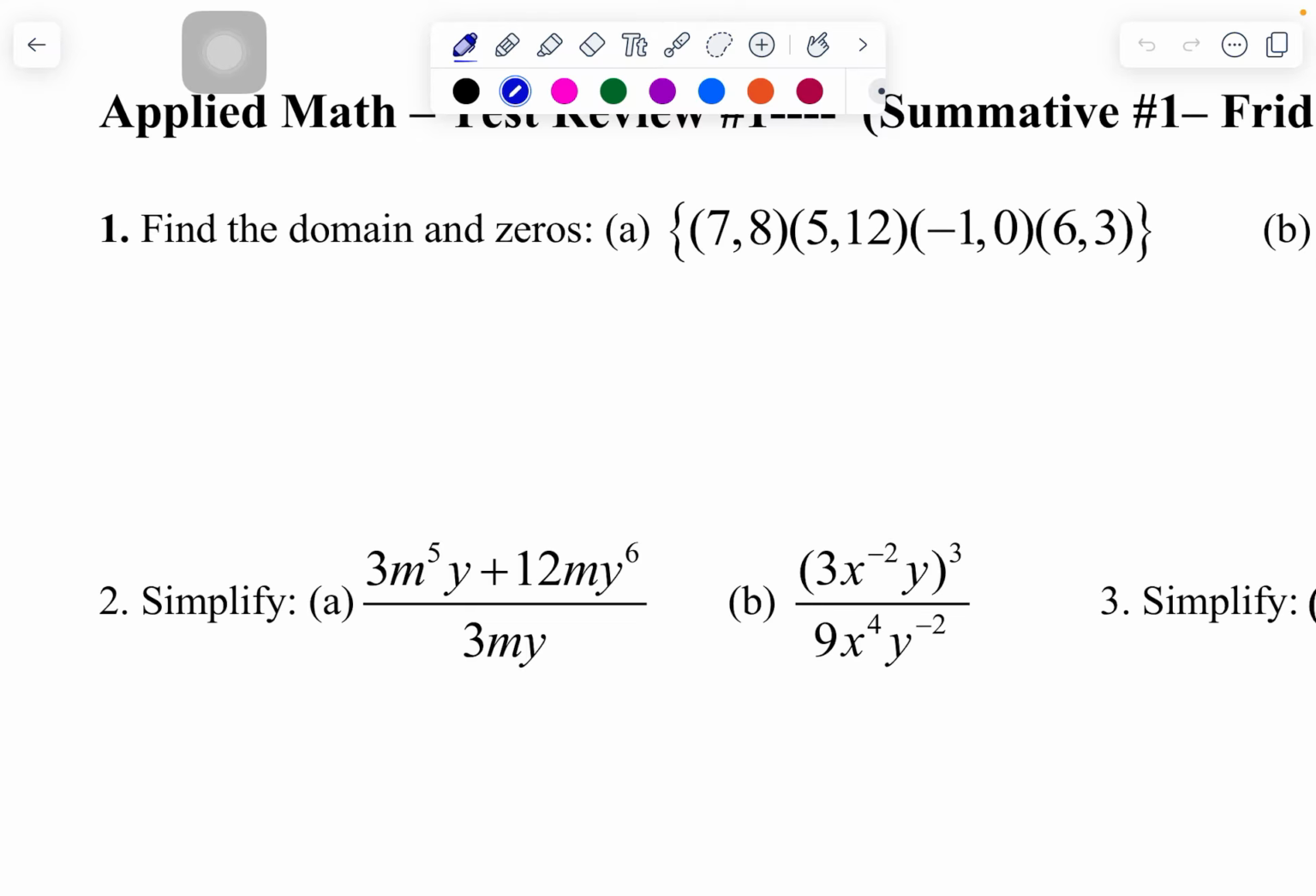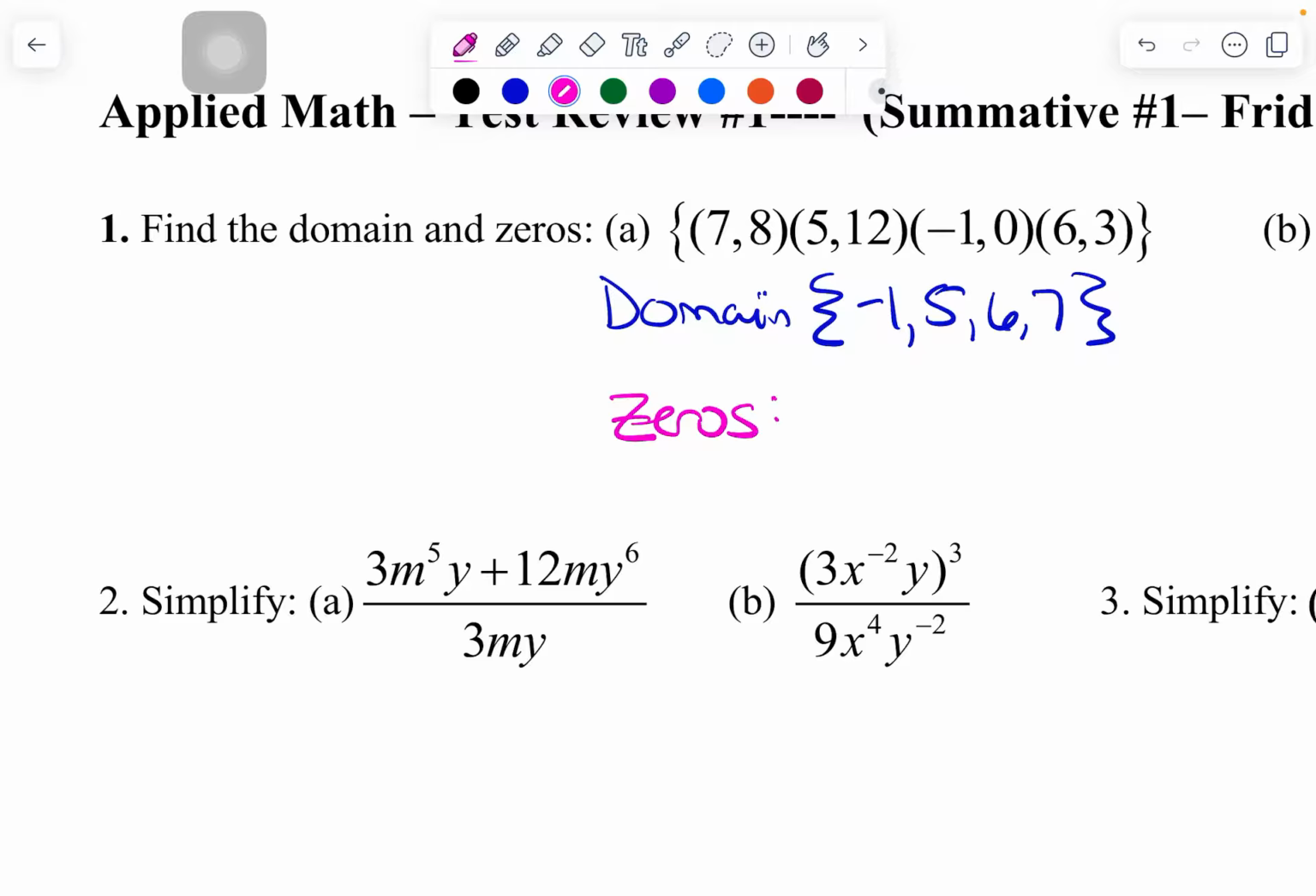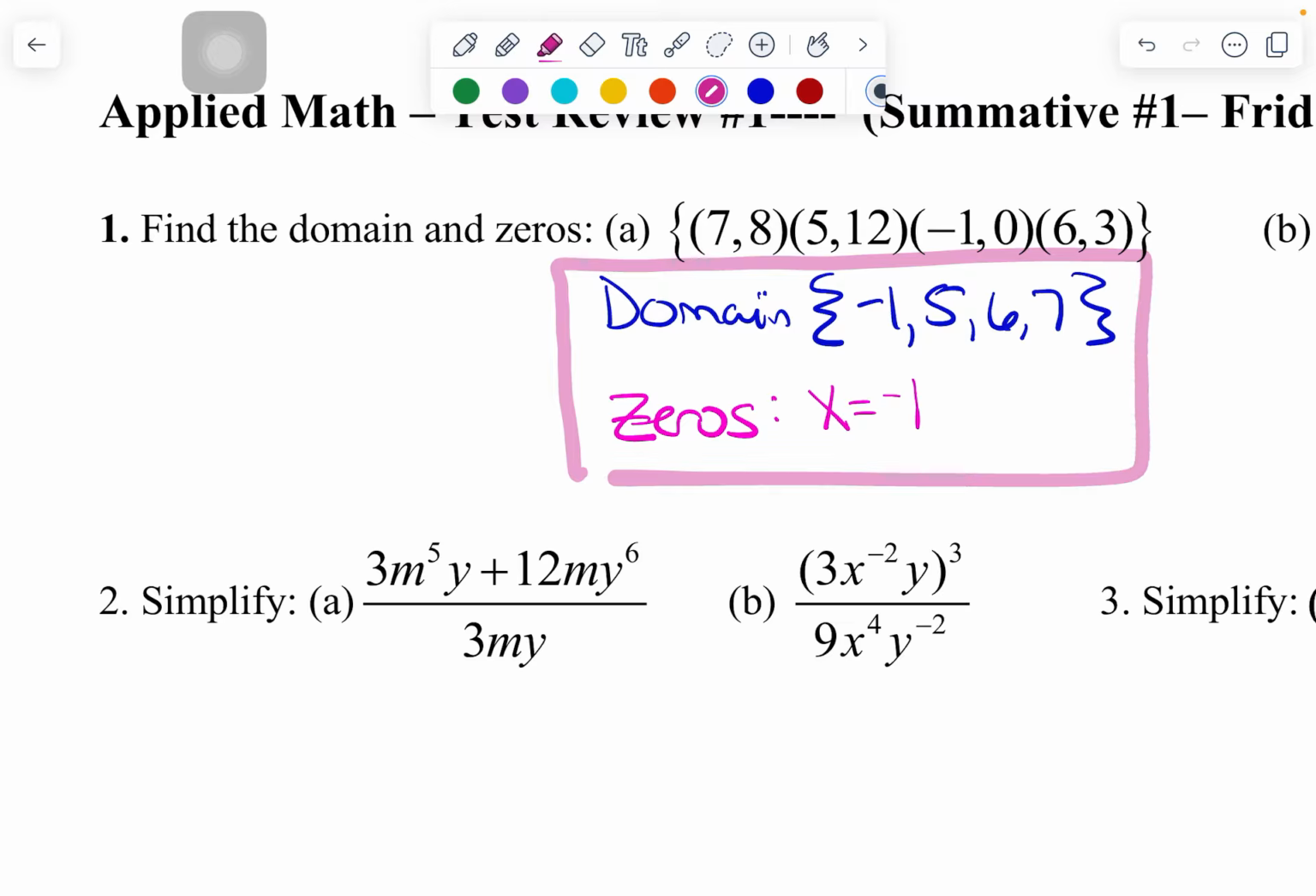So question number 1, find the domain and the zeros. So problem part A, domain. I'm looking for my possible x values. That's going to be -1, 5, 6, and 7. Yes, I put them in numeric order. And then my zeros, plural, is where the function is equal to 0. So that's right here at -1. So I'm going to say x equals -1. And question number 1, part A, is done.